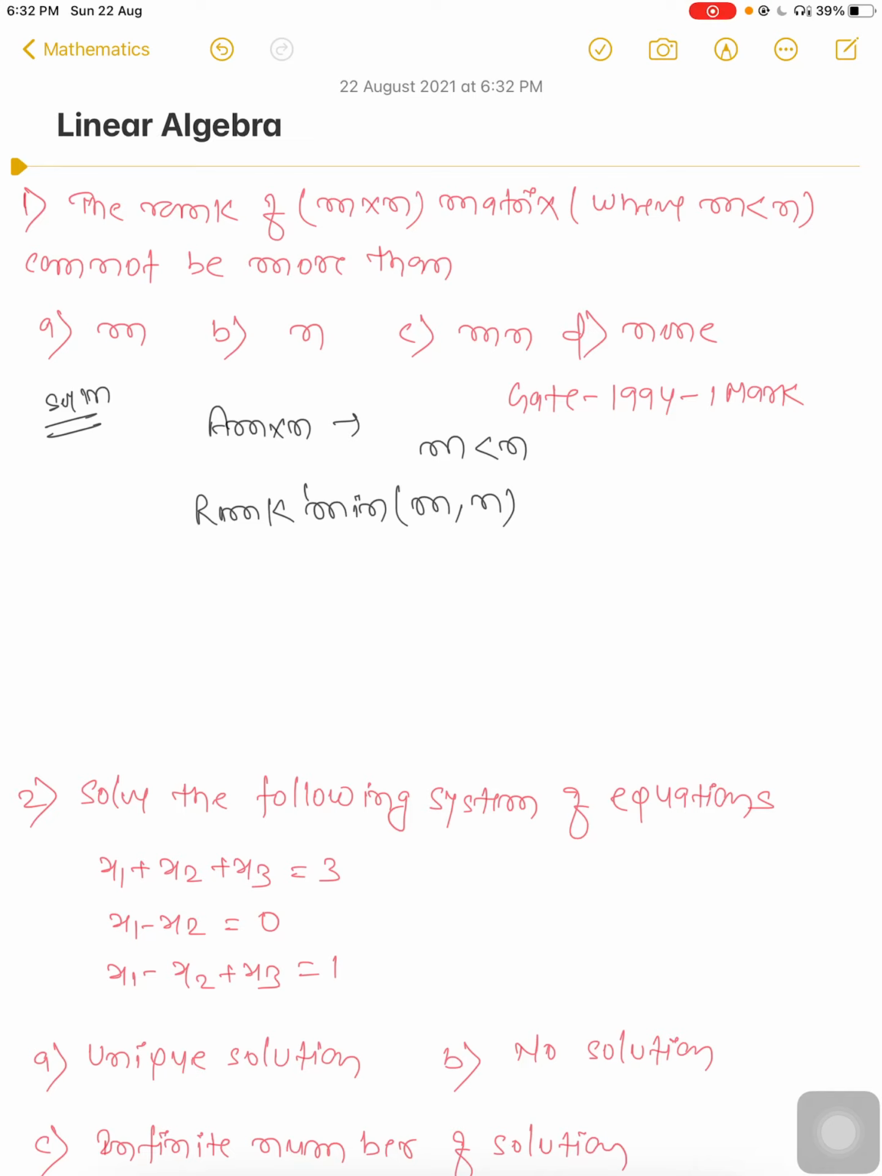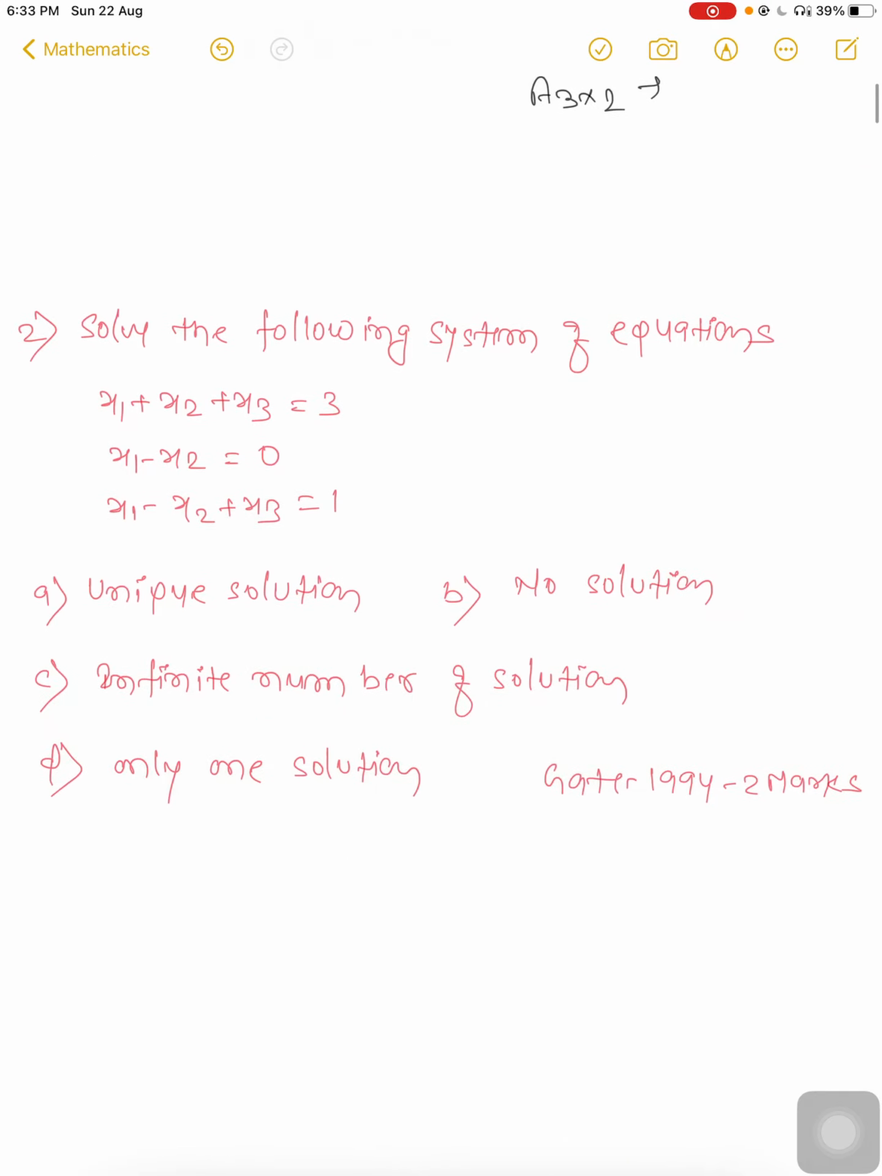Here N is greater than M, so M is smaller, and the rank will be M. So option A will be the answer. For example, for a 3 cross 2 matrix, the rank will be at most 2. Two is the maximum possibility; more than 2 is not possible. The rank may be less than 2, maybe 1, but not greater than 2.